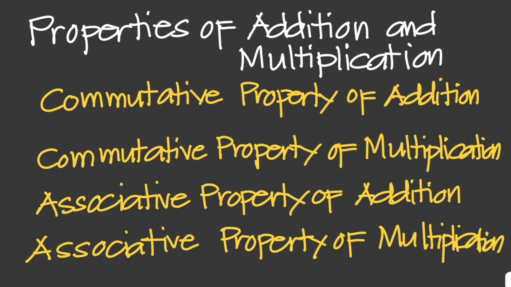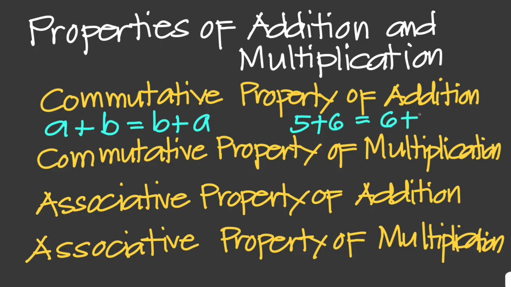Now let's go to the properties of addition and multiplication. So these are the properties: commutative property of addition, commutative property of multiplication, associative property of addition, associative property of multiplication, and the distributive property. So what is the commutative property of addition? When using addition, the order of the addends does not affect the sum. Say for example, a plus b is just equal to b plus a. Or let's say 5 plus 6 is just equal to 6 plus 5.